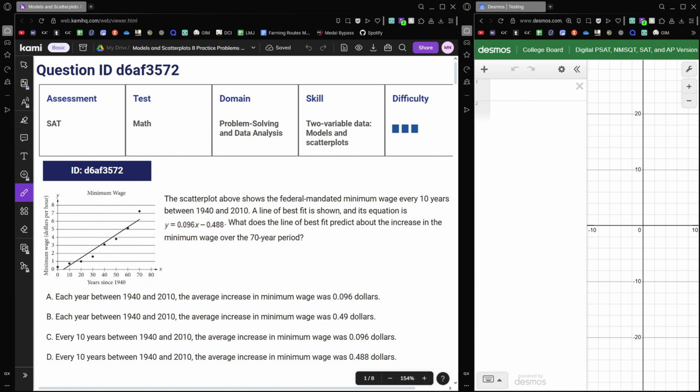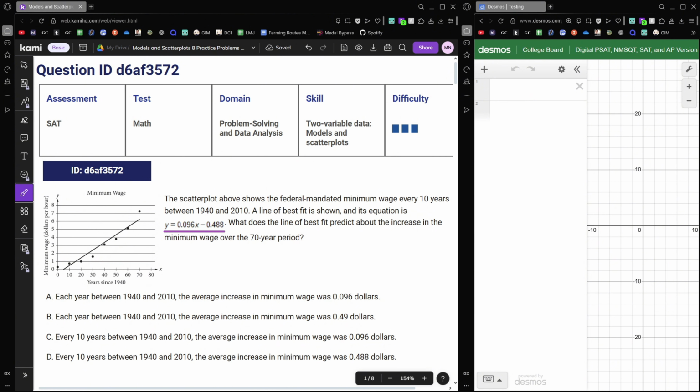The scatter plot above, or really to the left, shows the federal mandated minimum wage every 10 years between 1940 and 2010. A line of best fit is shown and its equation is that. What does the line of best fit predict about the increase in minimum wage over the 70-year period?